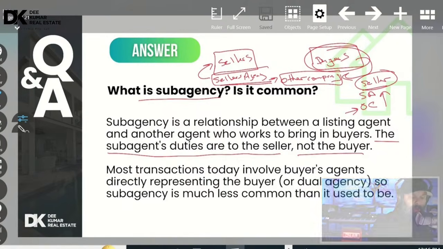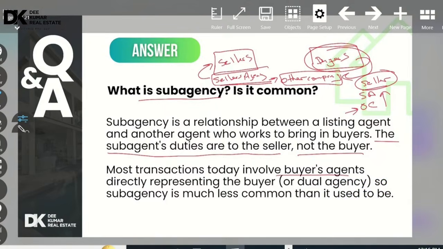Most transactions today involve buyer's agents directly representing the buyer, or something known as dual agency, where one firm is representing both sides. So sub-agency is much less common than it used to be. Is it common? Way less. However, on exams, it shows up. You'll find this in agency-style questions, so ask yourself as you read them: what is happening here?